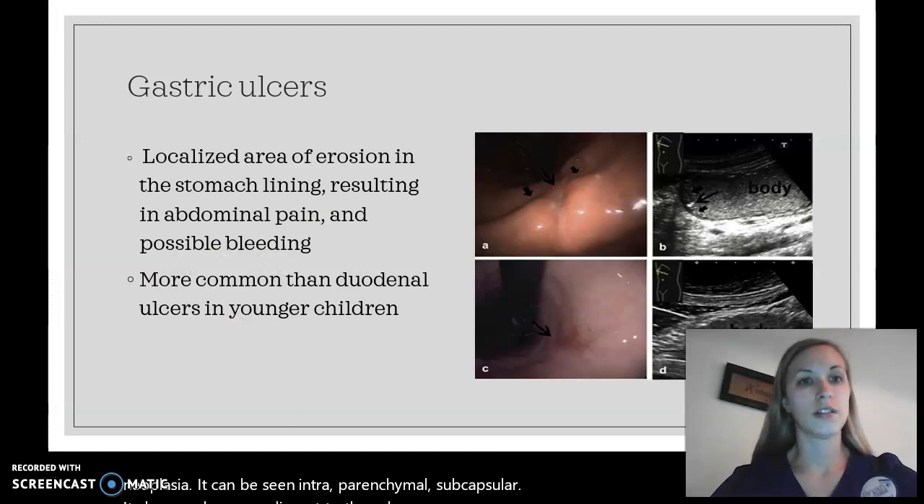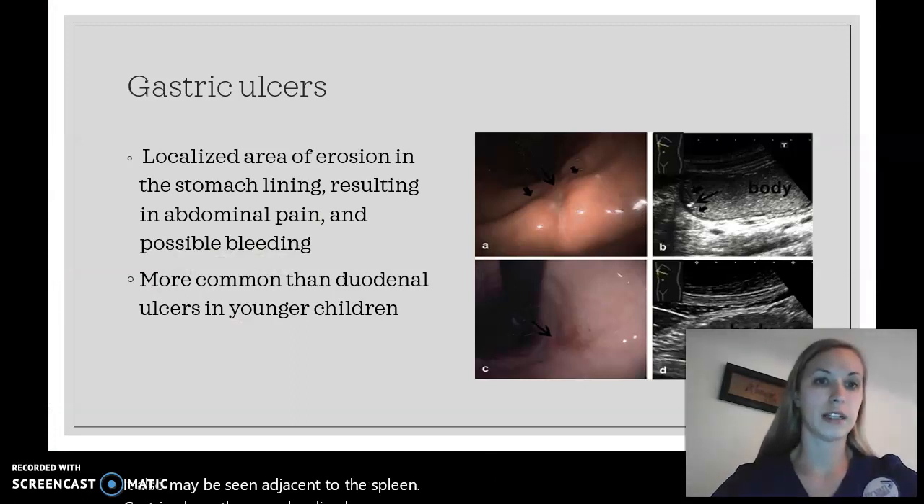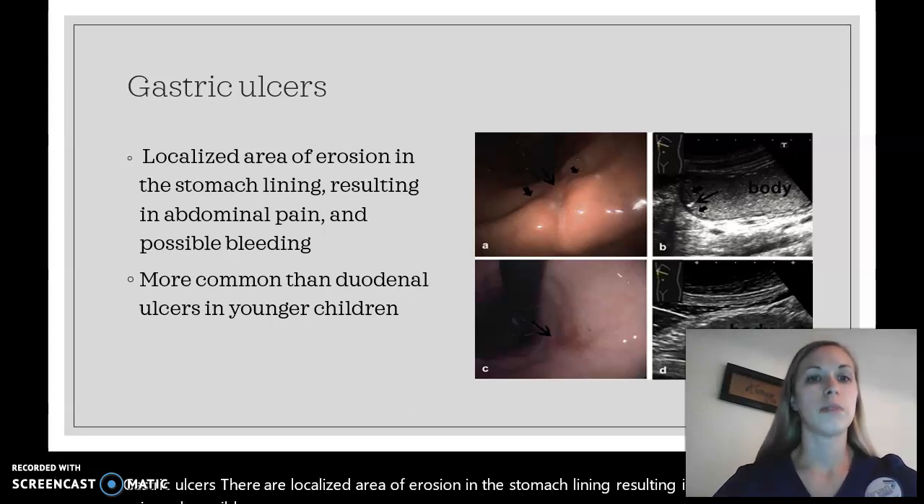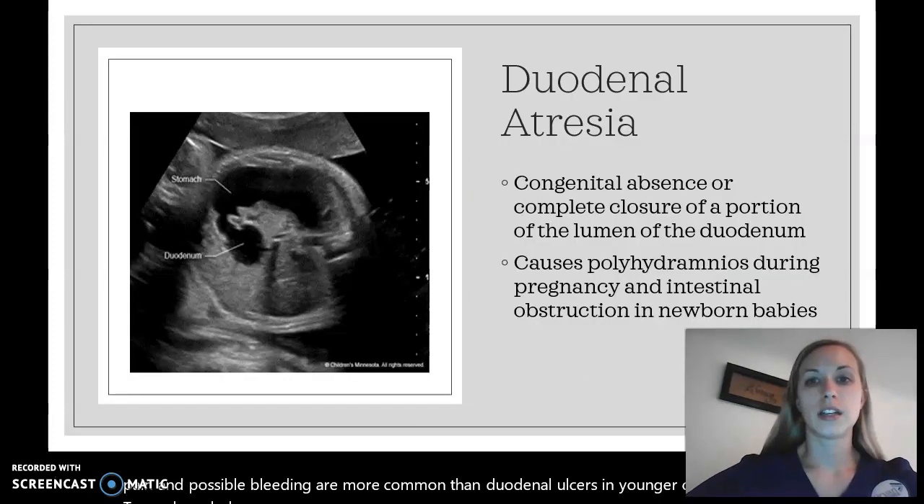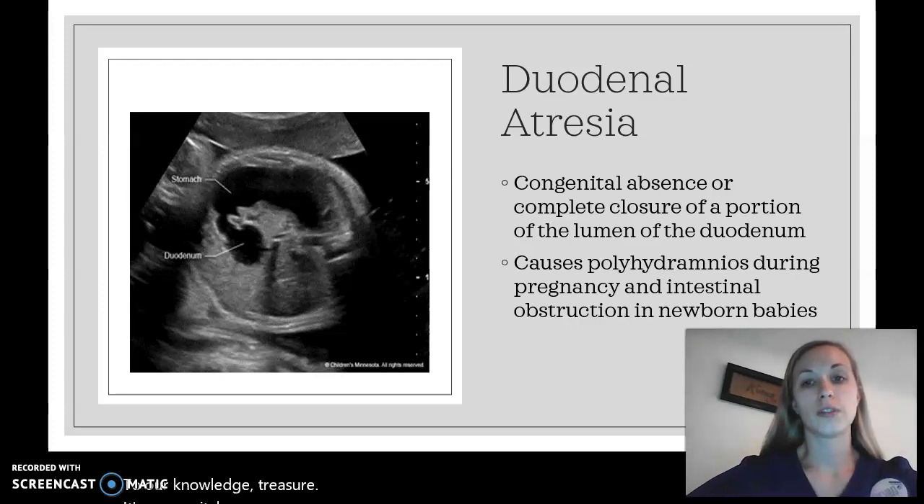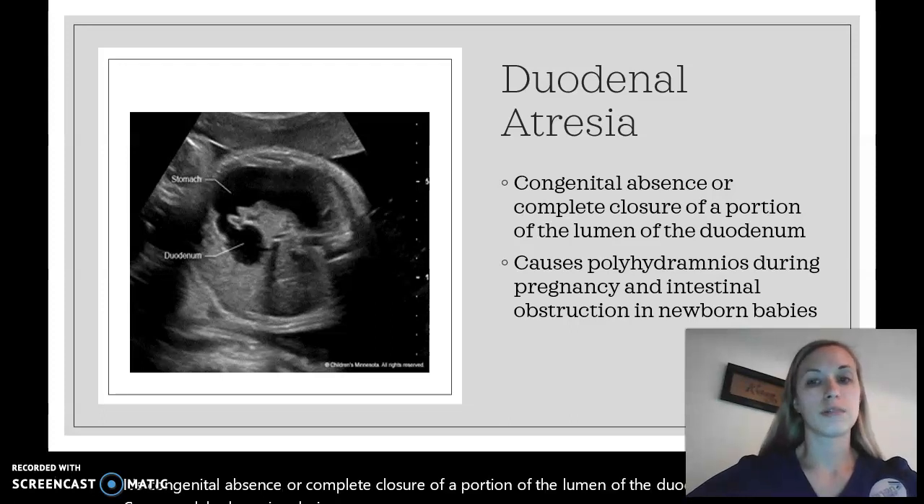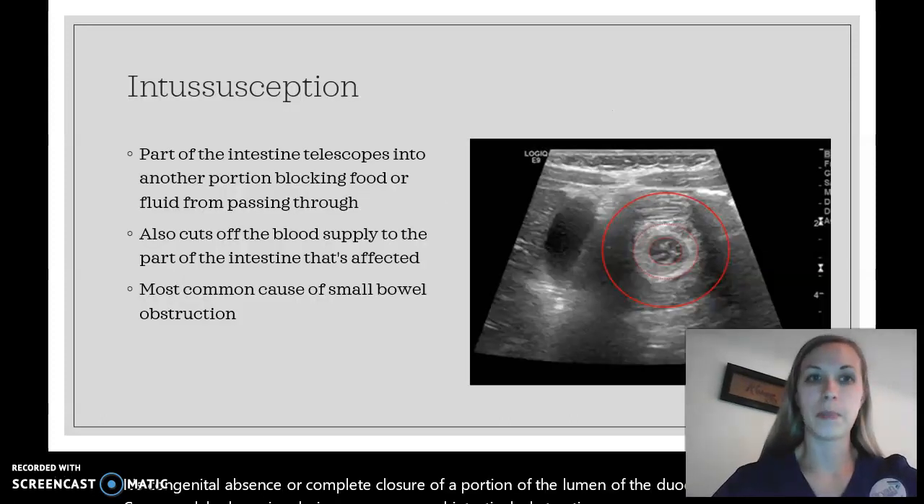Gastric ulcers. They're a localized area of erosion in the stomach lining, resulting in abdominal pain and possible bleeding. They're more common than duodenal ulcers in younger children. Duodenal atresia. It's congenital absence or complete closure of a portion of the lumen of the duodenum. Causes polyhydramnios during pregnancy and intestinal obstruction in newborn babies.